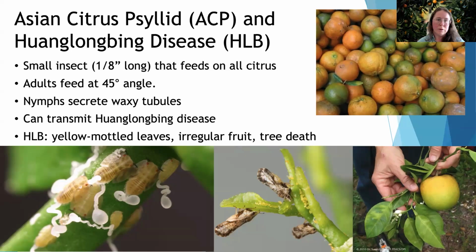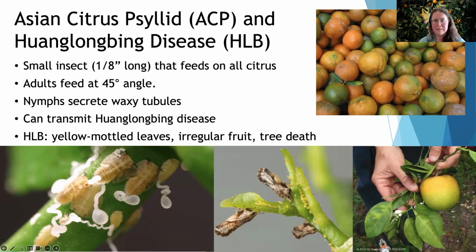And you can also look for the nymphs in the lower left photo here, and they secrete distinctive waxy tubules that you can see coming out of them, this white material. And eggs and nymphs are typically found in the tender new growth of the plant, so that's where you would want to keep an eye out.